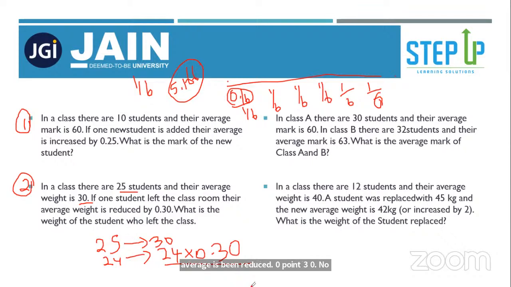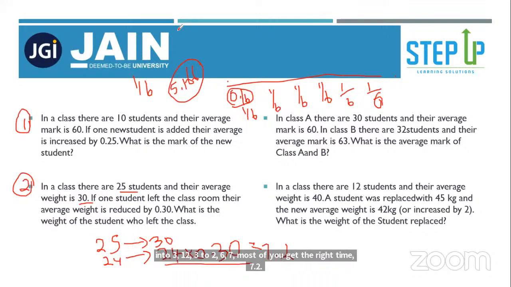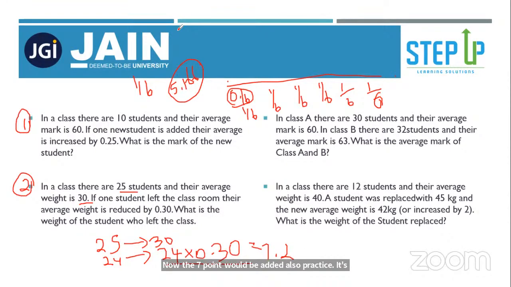Now the 0.30 is multiplied. 4 into 3, 12. 3 into 2, 6, 7. Most of you gave the right answer, 7.2. Now should the 7.2 be added or subtracted? If added, why added? If subtracted, why subtracted? See, you have to add. Because that person came out, the average is also coming down. Only if he comes out and the average increases, then you subtract. Did you get that? He is coming out and the average is also coming down.